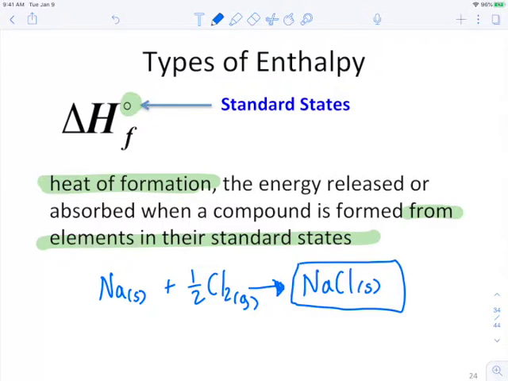Yes, these are the standard states, and they do still come from the periodic table, yes. So other questions so far?